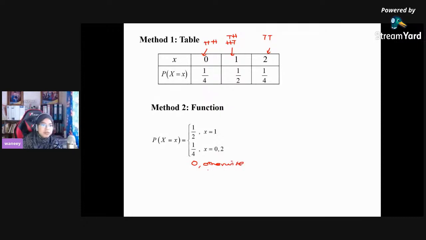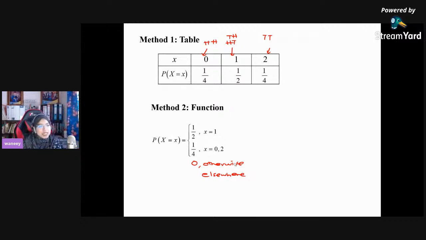What does 0 otherwise mean is that other than x equal to 0, other than x equal to 1, other than x equal to 2, I don't have any probability left. So all my answers are around here only. Okay, so half for x equal to 1, 1 over 4 for x equal to 0, as well as x equal to 2, and then 0 otherwise, or if you don't want to write down otherwise, you can use elsewhere as well. So elsewhere is also fine, any of them. Okay, so that is the second one.